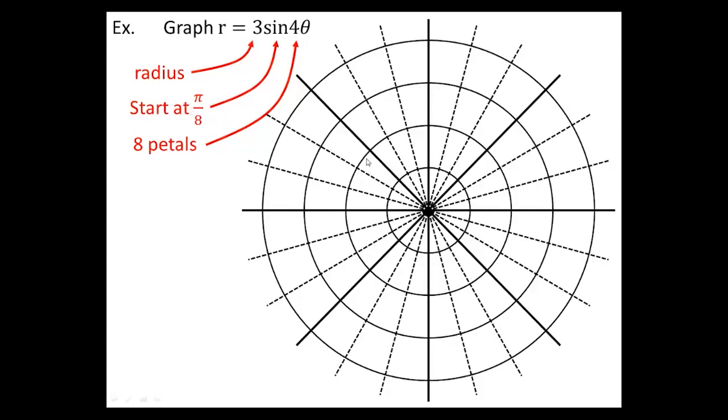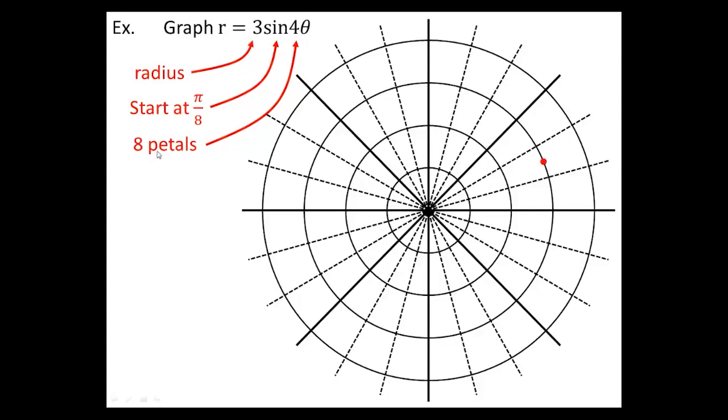Now, the problem with my graph paper is I don't really have a pi over 8, but I can find pi over 8 pretty quickly. Pi over 8 is simply half of pi over 4. Well, if this is pi over 4, half of pi over 4 would be right here in the middle of pi over 12 and pi over 6. So I'll go ahead and plot on the third circle. I'll go and call that pi over 8.